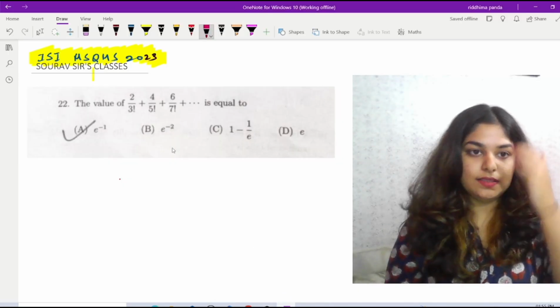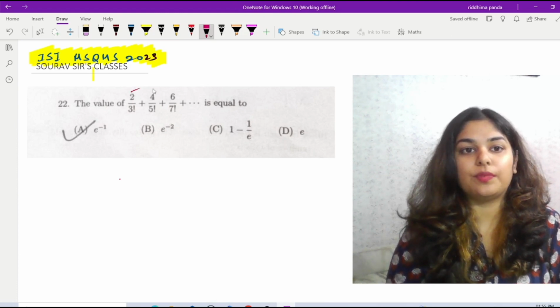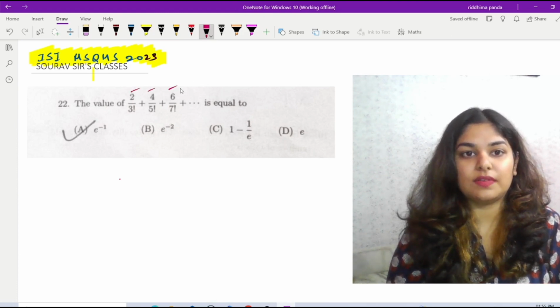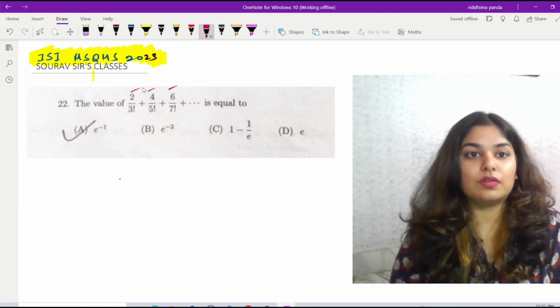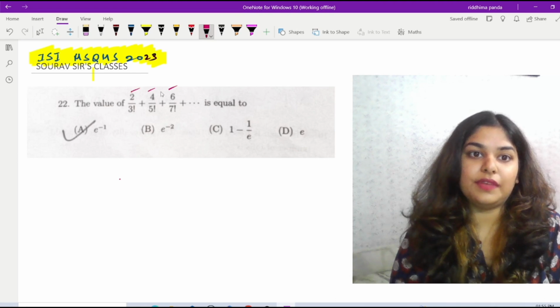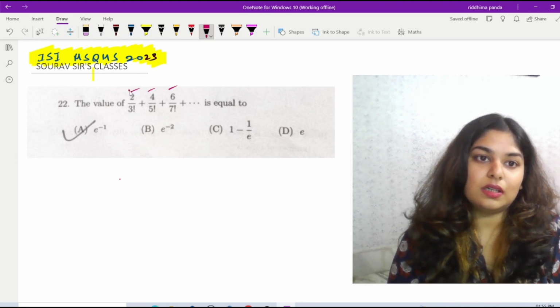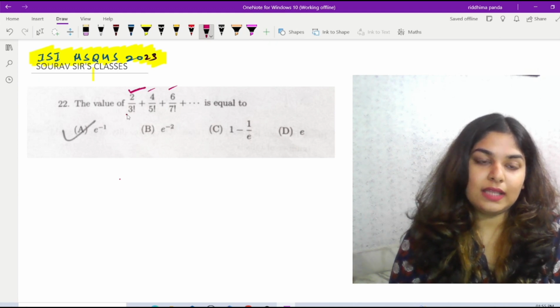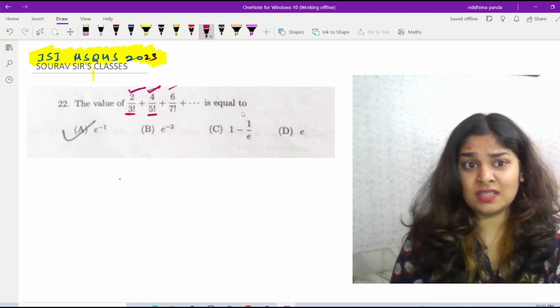The next question here is, you are given an expansion that is 2 by 3 factorial plus 4 by 5 factorial plus 6 by 7 factorial, and we have to find out the value of this expansion. First let us write down the general form of this expansion. As you can see, it is basically 2, and this is 2 into 2 plus 1. Again 2 into 2, so 4, and again this is 2 into 2 plus 1. So there is a sequence.